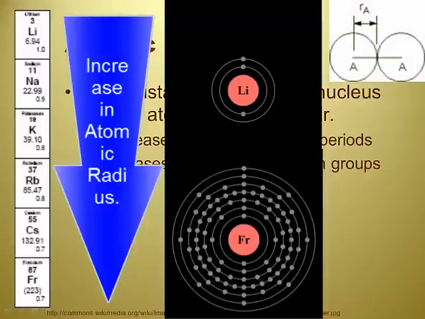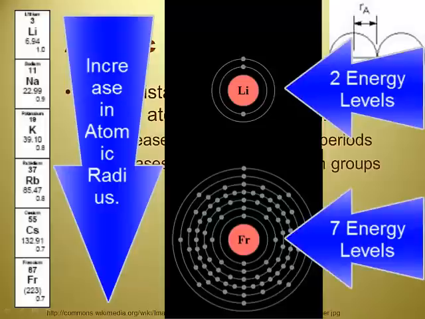And then as we go from the top of a group to the bottom of a group, it's going to increase. That one makes really good sense, because you're adding more energy levels, more orbitals, more electron clouds, further away. All right, so it's just the first one going across you might have to think about for a little while.